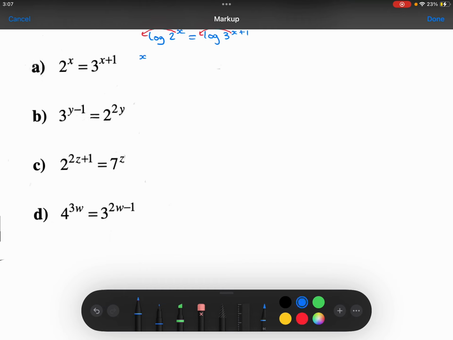So I've got x times log 2 is equal to (x plus 1). Make sure you keep brackets around those two terms from the power, times log 3. I want to make x the subject here, so I'm first going to expand the brackets on the right-hand side. So there I've just done the x times the log 3 and the 1 times the log 3.